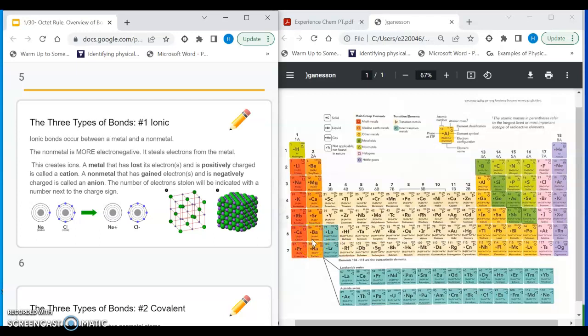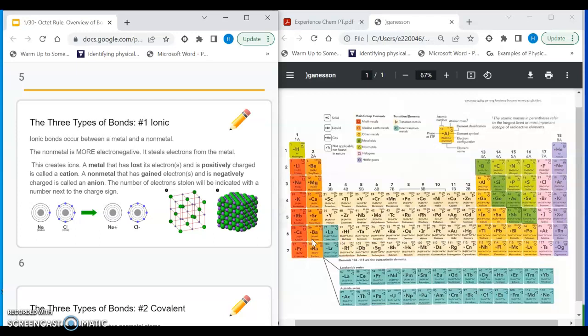Remember that on our green summary sheet about a week ago, we said, if we change the number of protons, we make a new element. And if we change the number of neutrons, we make an isotope. Well, if you change the number of electrons, you create a charged atom. And a charged atom is called an ion.